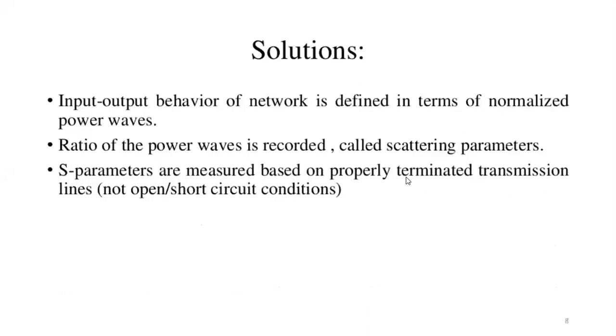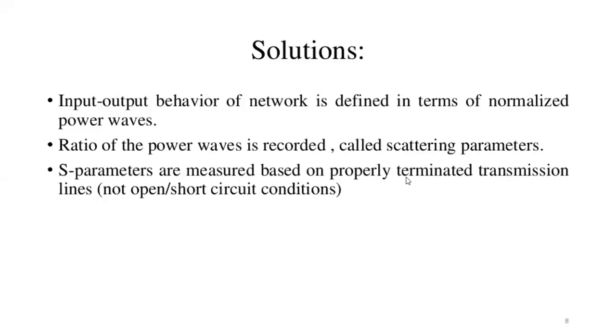So what is the solution now? Since you are not going for these parameters, we will be considering the input-output behavior of the network in terms of normalization. Everything in microwave will be in terms of normalized quantities. So you'll be considering a normalized power wave where the ratio of the power waves will be recorded. A different set of parameters comes into effect in microwave, which is called scattering parameters.